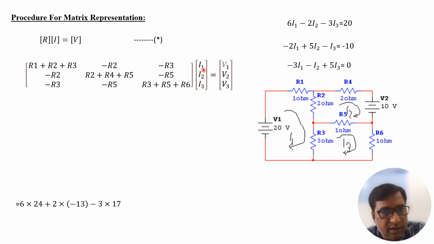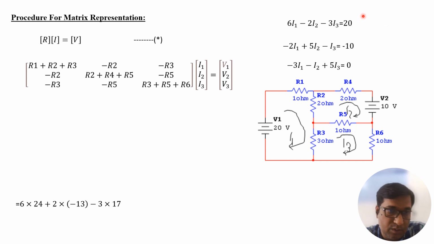The first I1 current will flow in R1. You can see from this particular diagram, this I1 current will flow through R1, R2 and R3. It can be added: R1 plus R2 plus R3. The I2 current will flow in the 2 ohm, and the I3 current will flow in the 3 ohm. These will be resistances that will be taken as negative. And similarly, we can write all three equations.